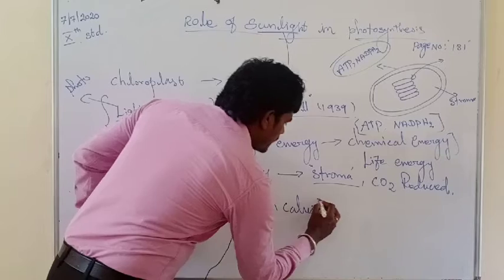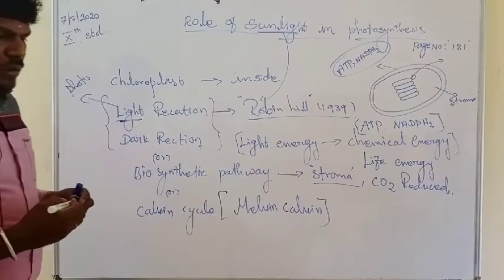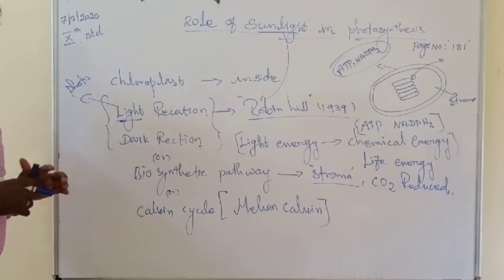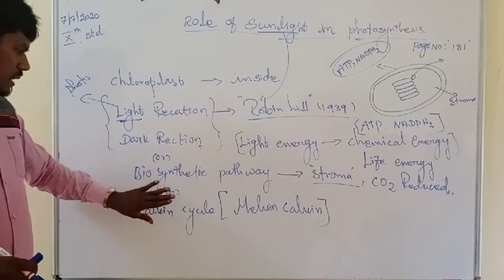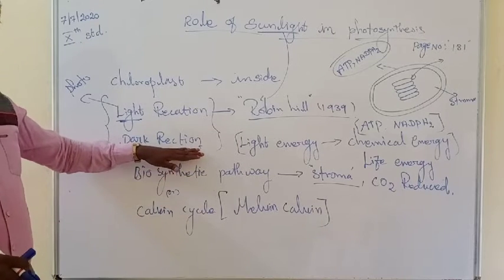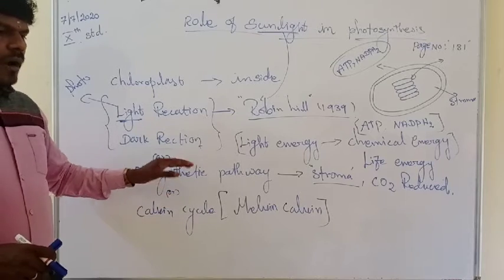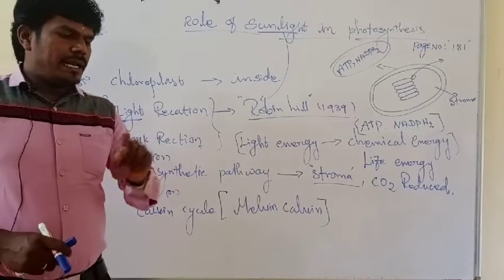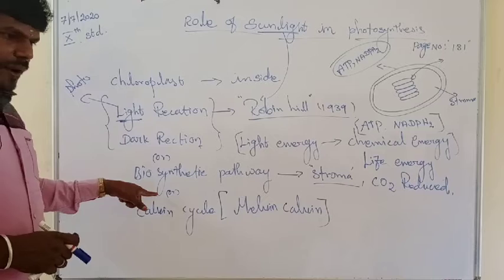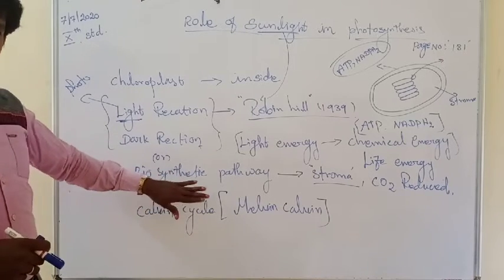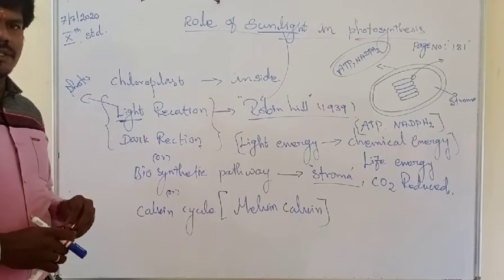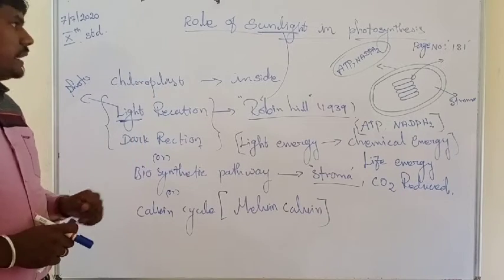This person first discovered the Calvin cycle, and the input of the Calvin cycle is CO2. Here CO2 is input from the atmosphere, and the ATP and NADPH2 are produced from the light reaction. Where do we get that NADPH2 from? The light reactions. Now you understood it clearly.